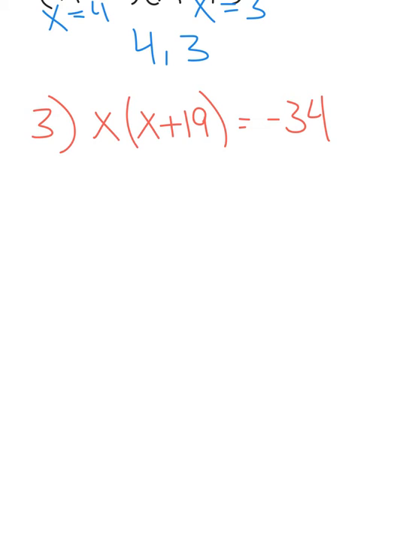Question 3 of the Google form asks us once again to solve the equation. Now in order to solve the equation, I have to set my equation equal to 0. Before I decide on setting my equation equal to 0, I'm first going to get rid of the parentheses by distributing that x term to each term inside the parentheses. X times x would give us x squared. X times 19 would give us 19x equals negative 34.